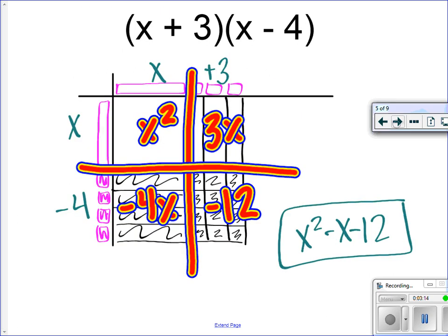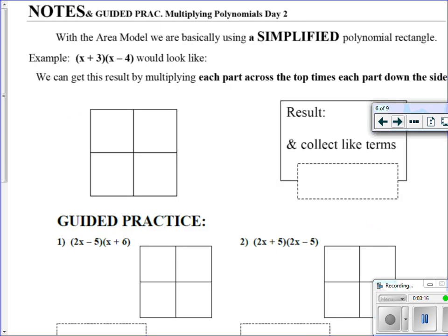Alright, so now your notes. We just did this problem that is at the very top of your notes. X plus 3, so x plus 3 along the top. X minus 4 along the side. So it's still that same concept of something along the top and something along the side. It's just not drawing the picture. And then it's our columns times our rows.